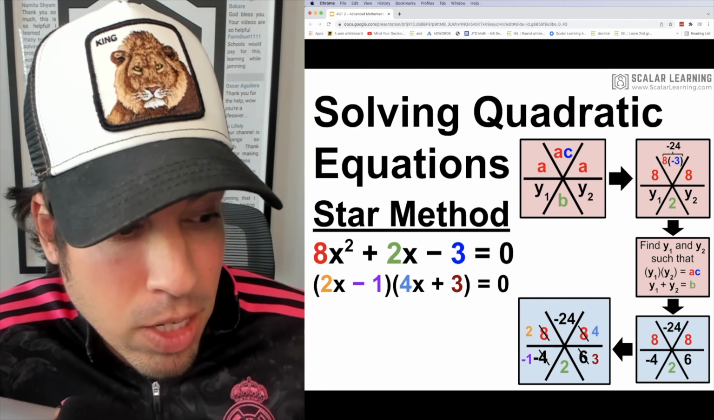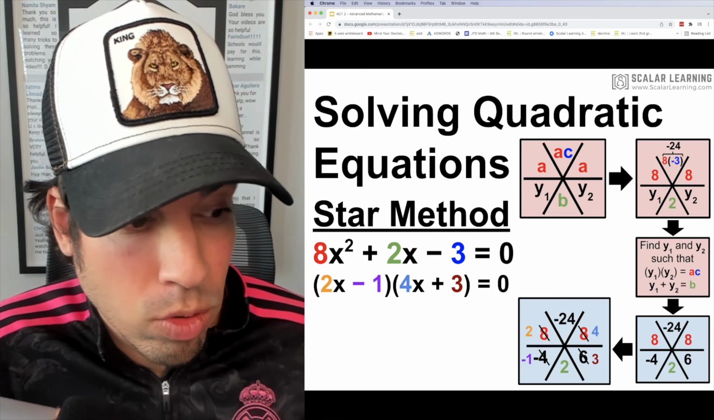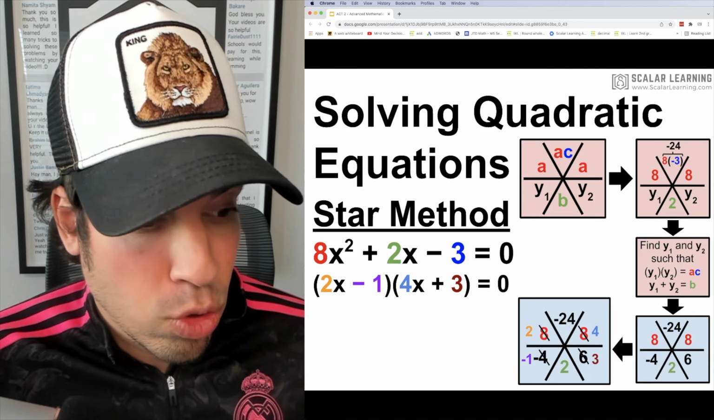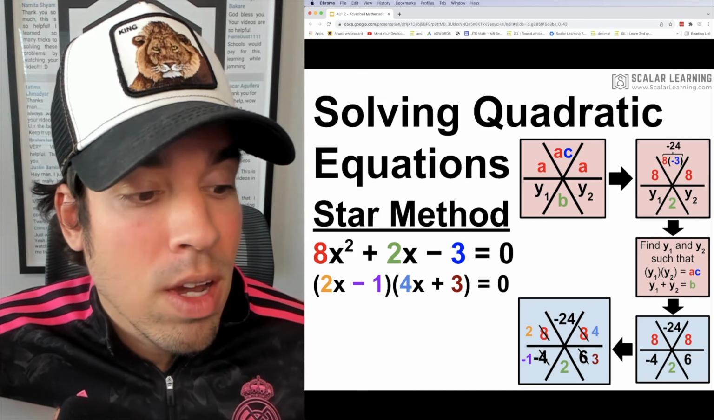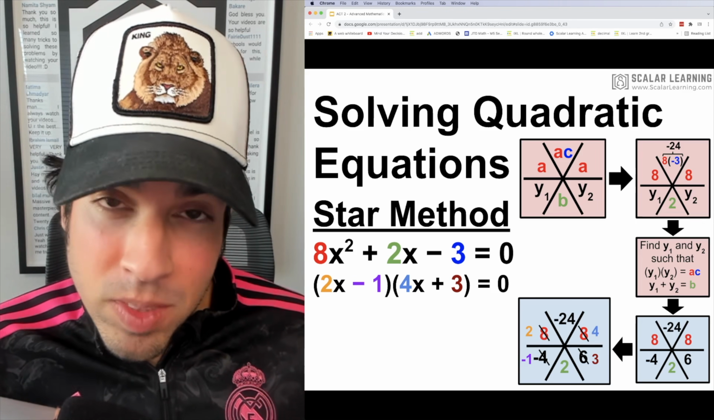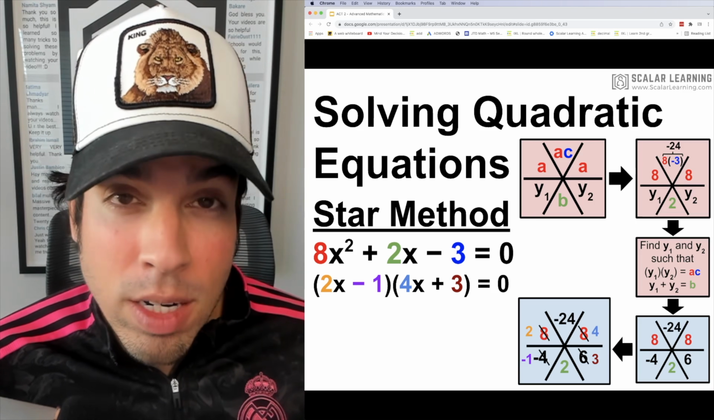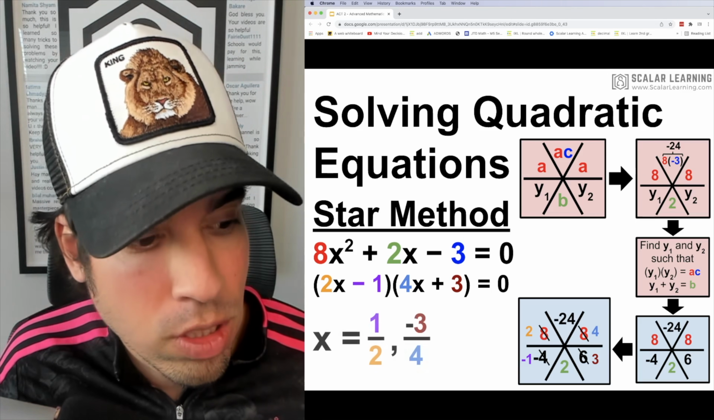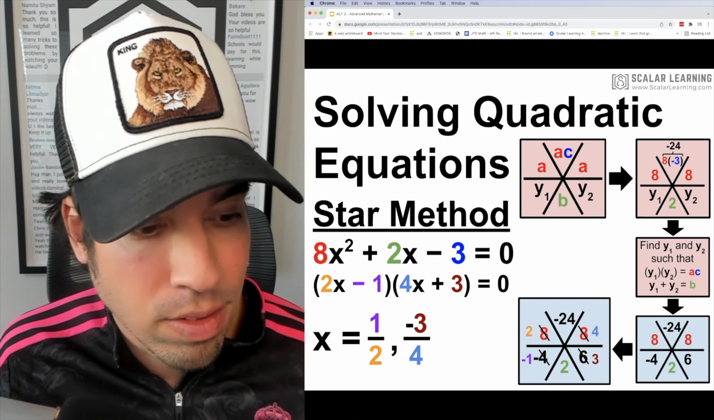Then you look at each binomial separately and what makes each one go to 0. Well, for the one on the left, it's going to be 1/2, right? Because 1/2 times 2 is 1, minus 1 is 0. For the one on the right, what times 4 gives you negative 3? It's negative 3/4. And why do we want a negative 3? Because negative 3 plus 3 zeroes it out. So your two solutions are 1/2 and negative 3/4.